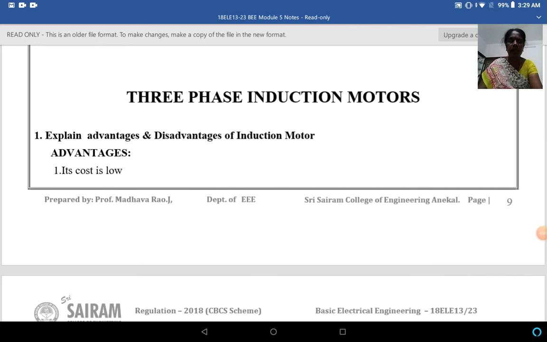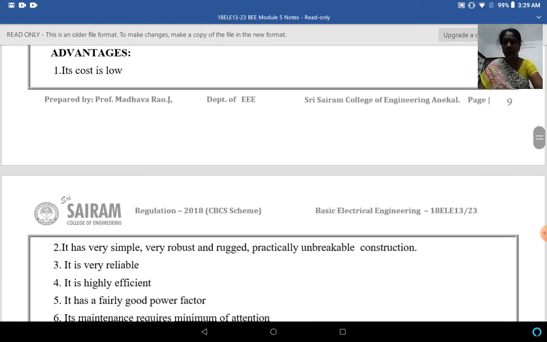Good morning, guys. In today's class, we'll learn about three-phase induction motors. We'll start with the advantages and disadvantages of the induction motor. The advantage of the induction motor is that its cost is low.